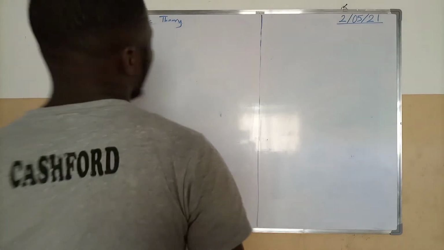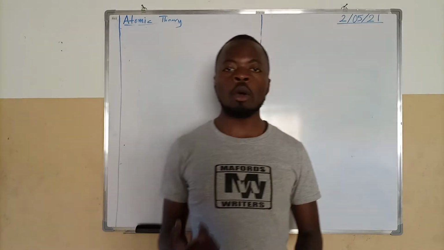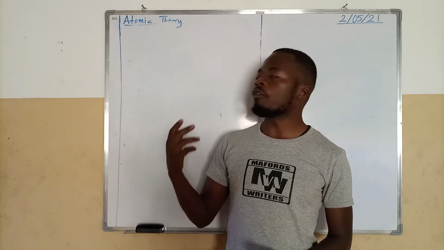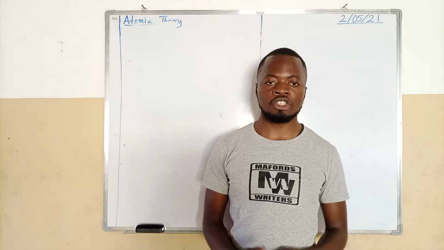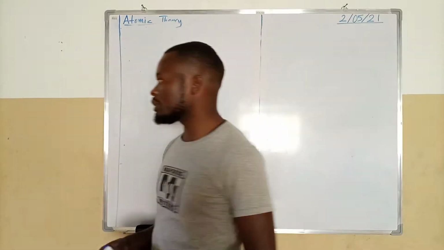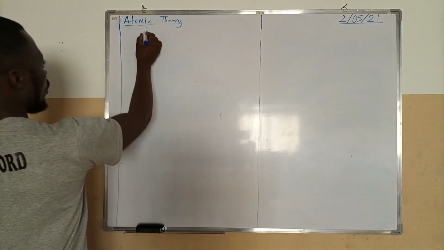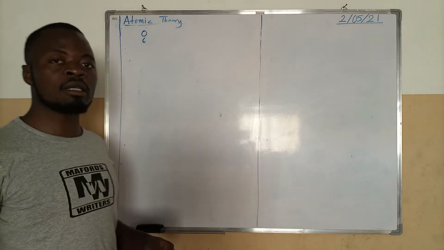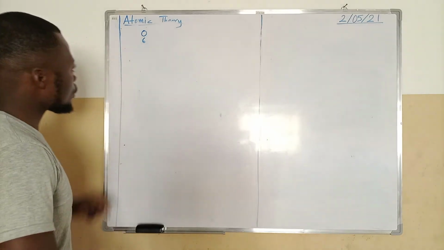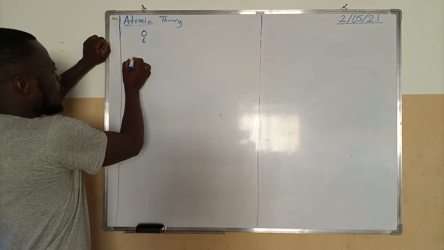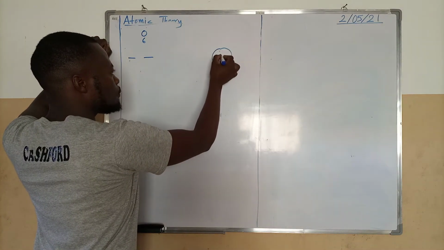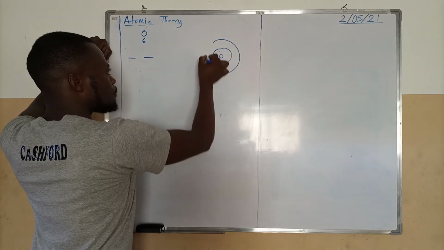Okay, so we continue from where we left. We're trying to look at the electronic configuration for oxygen as well as the electronic structure. Let's look at oxygen. Oxygen is in period 2 of the periodic table, and it is element number 8 on the periodic table. So since it is in period 2, we're going to have 2 circles. So in drawing the structure of oxygen, we have 2 shells.